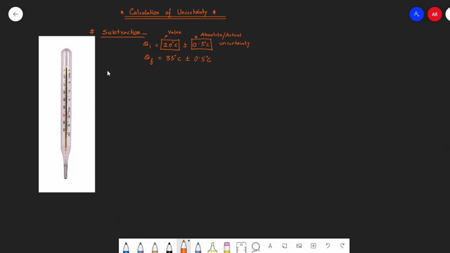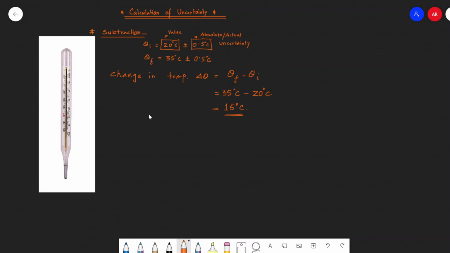Now if we want to find out the change in temperature, so the change in temperature here is del theta, which is final temperature minus initial temperature, and the final temperature is 35 degrees Celsius, initial is 20 degrees Celsius, so the change in temperature is 15 degrees Celsius. This is the value of the change in temperature. Now what is the uncertainty of this change in temperature?